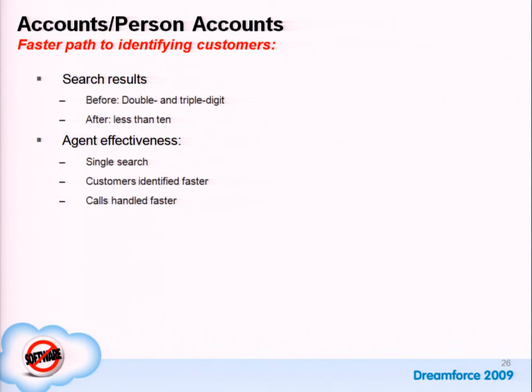So before, depending upon what you were searching on, and John Smith was probably one of the worst cases, you would get double and triple digit results on people that you were searching for. By implementing divisions, increasing the selectivity, and limiting it to just people within a particular geography, they got it down to less than 10 results per search. This helped them to increase agent effectiveness because they only had to do a single search to locate the people within their geography, helped them to identify the customers faster, and close out their calls more quickly.